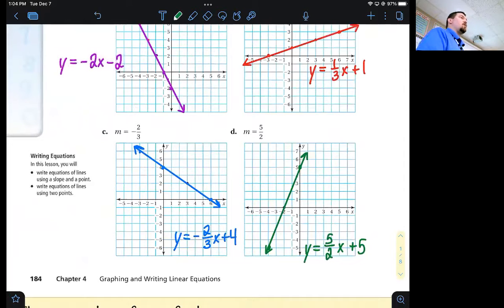So these equations are all in slope-intercept form. And to write an equation in slope-intercept form, I need to know what the y-intercept is. They didn't give me the y-intercept. They gave me a point that wasn't the y-intercept. So we had to figure out what the y-intercept was before we were able to write it in slope-intercept form.